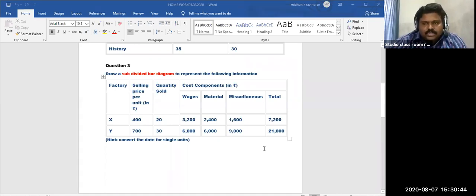Now you try to do that. So one extra column I want to prepare here, that is profit or loss. One more time, try that, and by evening submit that. Let me check it.